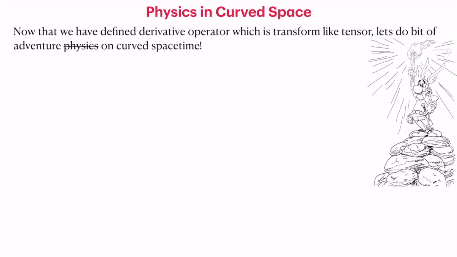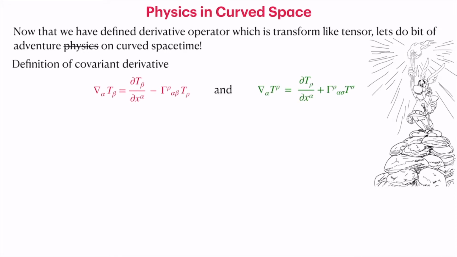Now we have defined the covariant derivative operator, which transforms like a tensor. Let's do a bit of an adventure. Let's leave our safe hold of flat space-time and liberate ourselves into curved space-time, or pseudo-Riemannian geometry. We have already defined the covariant derivative. I have flashed this equation several times just to get it imprinted on your mind. The covariant derivative has two terms. One is an ordinary or partial differentiation, and the second term, which is called the connection term, ensures that the covariant derivative so defined transforms like a tensor.